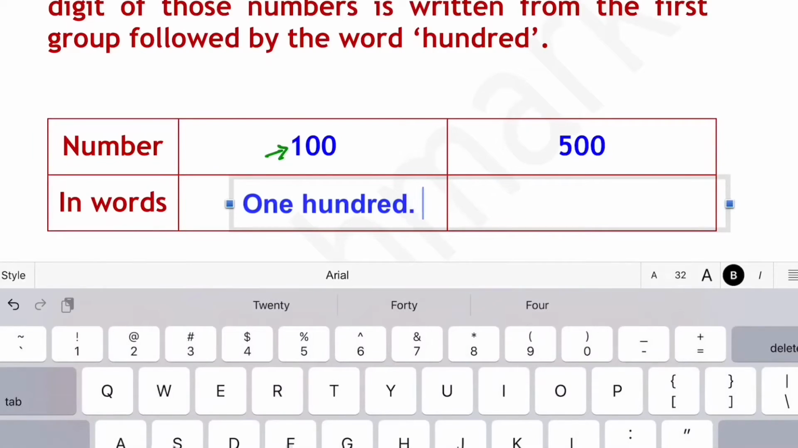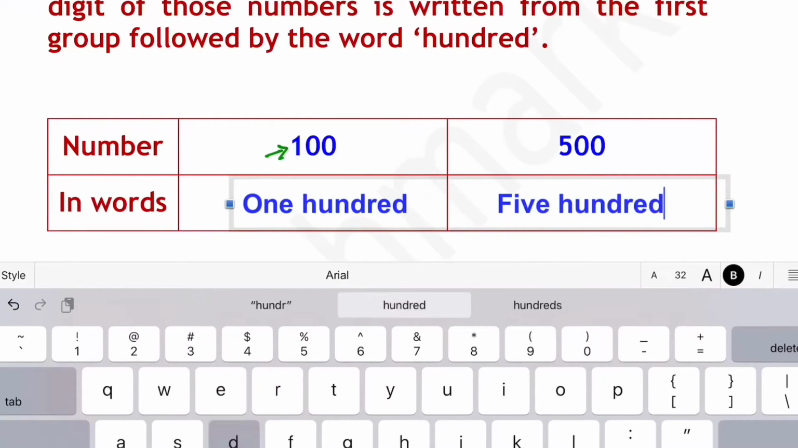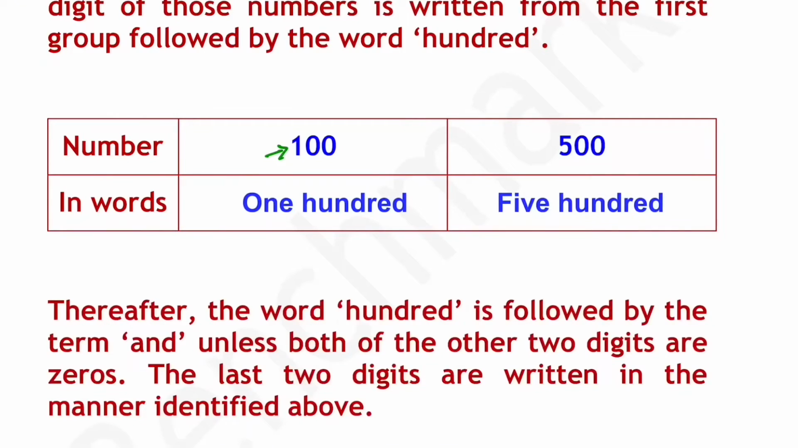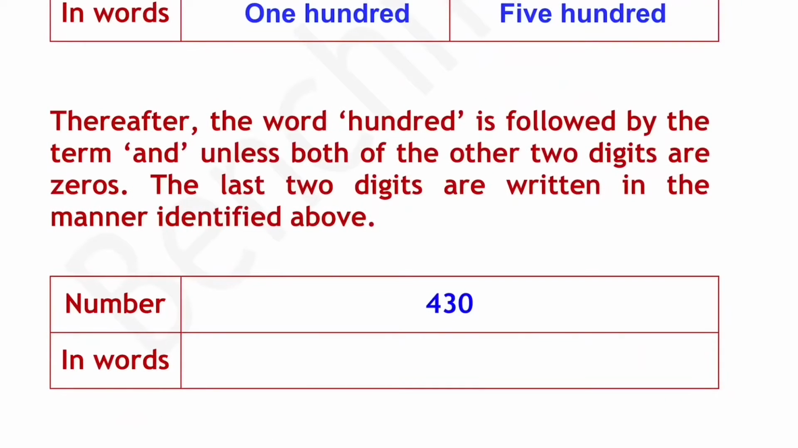Yes, look at the next one. A 3-digit number. So the first digit from the first group, 5, and we need to use the word 100. So it is 500.